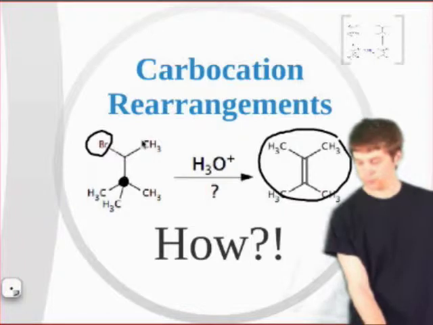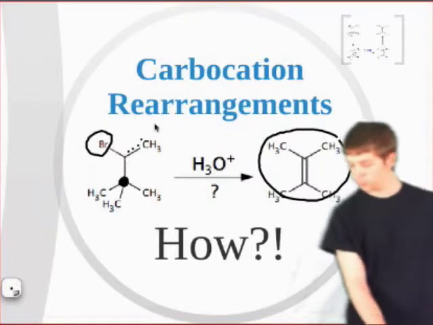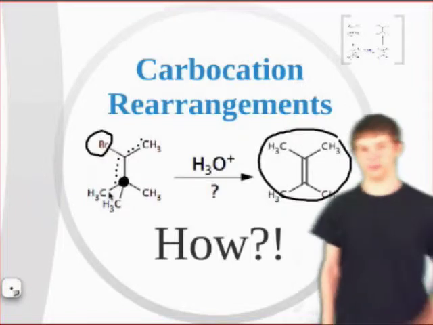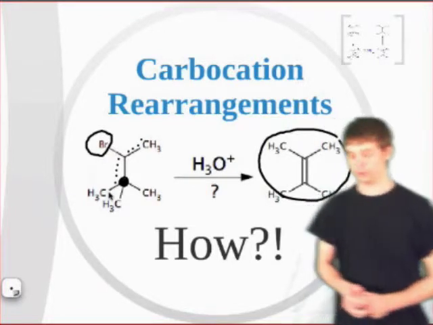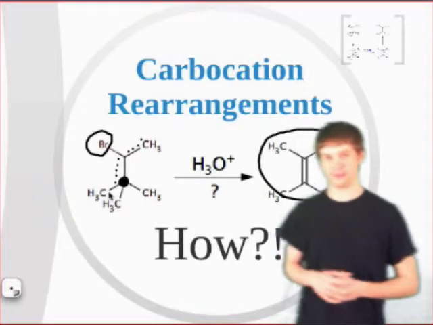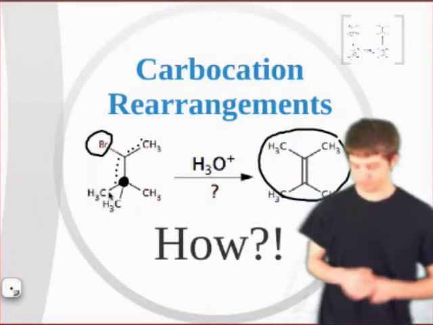As a result, we would expect a double bond to form here at the terminal position. But we don't observe that. We actually observe a double bond forming here. And the question is, how in the world is this compound able to form a double bond at that position? Where does it get those electrons from? And how does this proceed mechanistically?